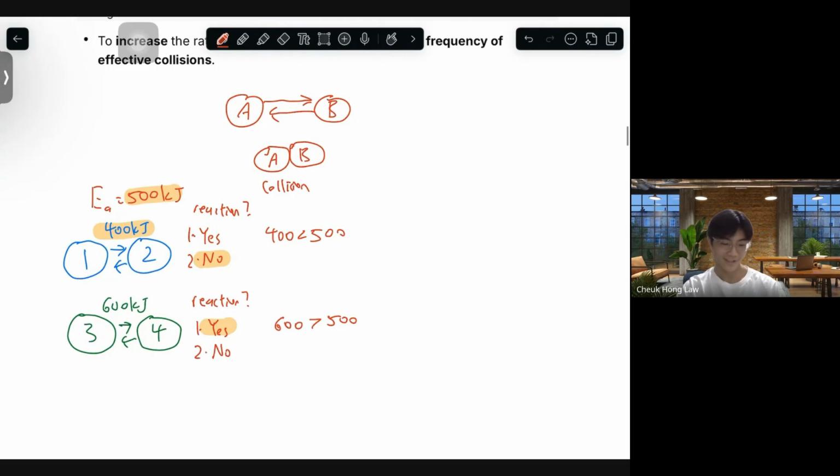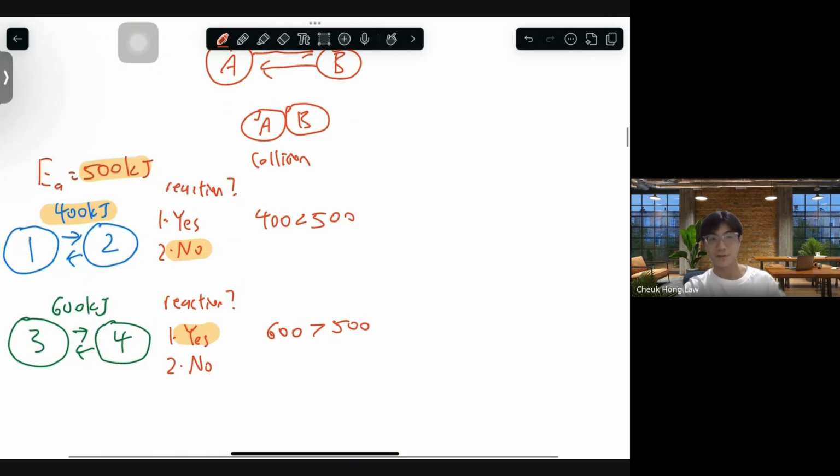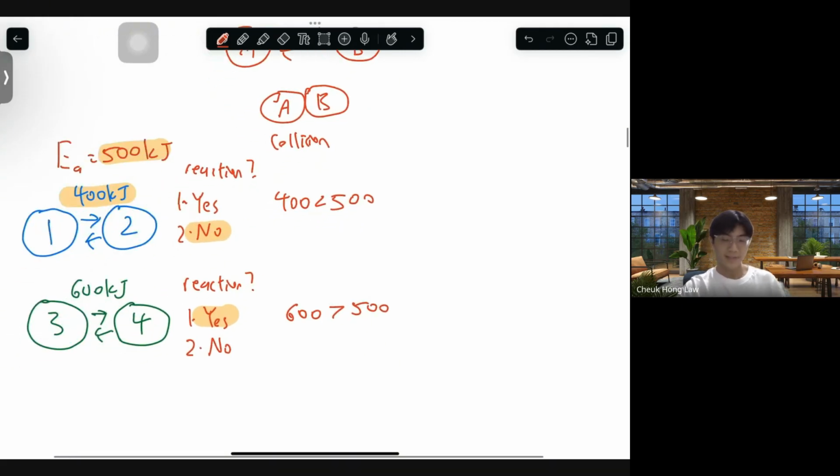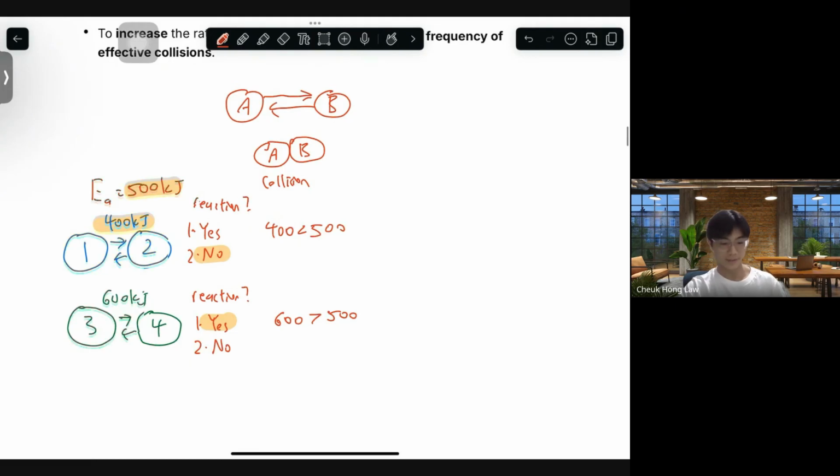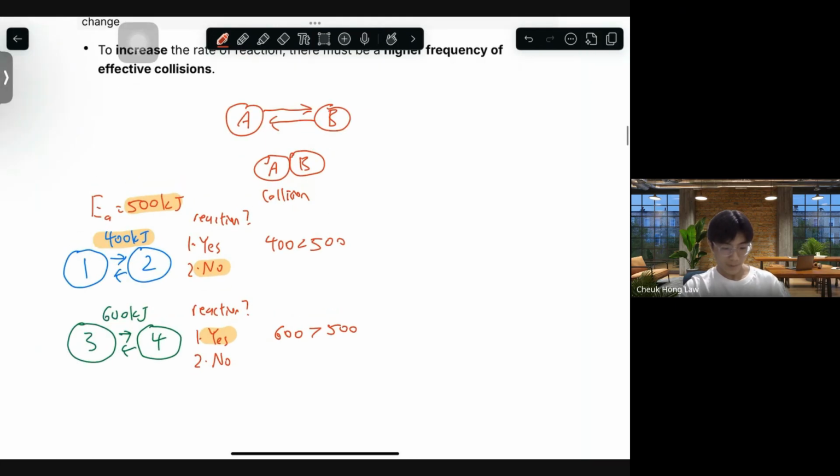Yes, sir, yes. Okay, 600 is more than 500. So it surpassed the activation energy. It already met the activation energy. So yes, there will be a reaction between these two particles. Okay, so now for particles 1 and 2, there is no reaction. So what do we call this collision?